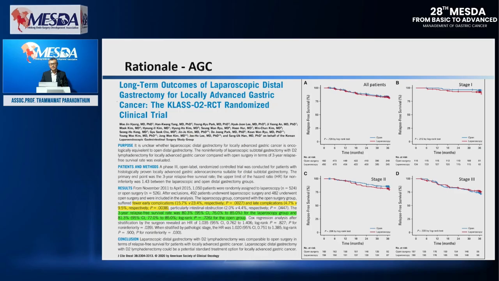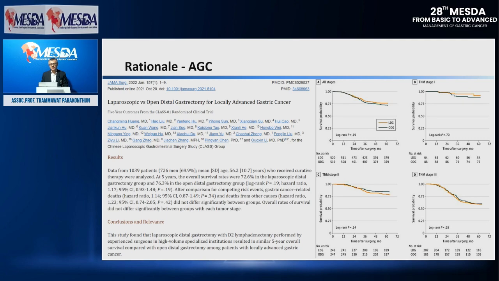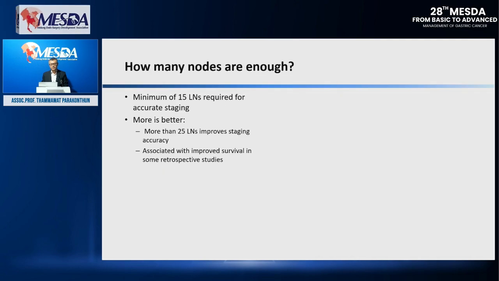For advanced gastric cancer, the CLASS-2 trial is the landmark. They demonstrate better short and long-term outcome. However, the 3-year survival is comparable to the open group. Also, in the Chinese study, they demonstrate the same results.